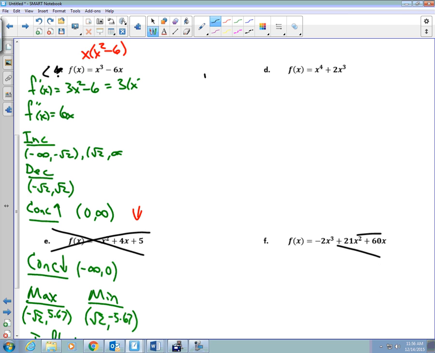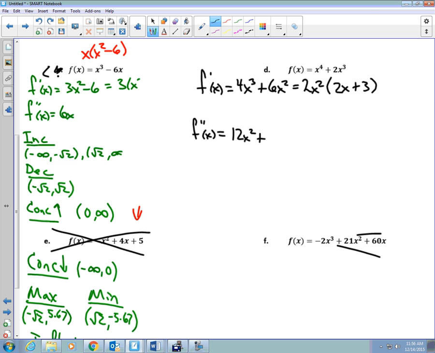First derivative. F prime of x is 4x to the third plus 6x squared. Factor out a 2x squared, and I get 2x plus 3. Second derivative: 12x squared plus 12x. Factor out 12x. Okay, make a number line.